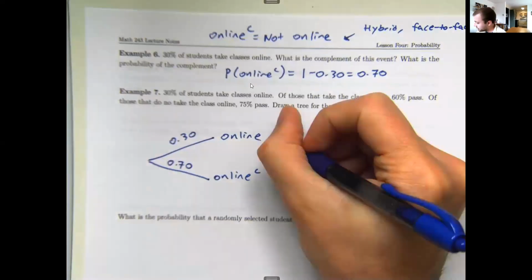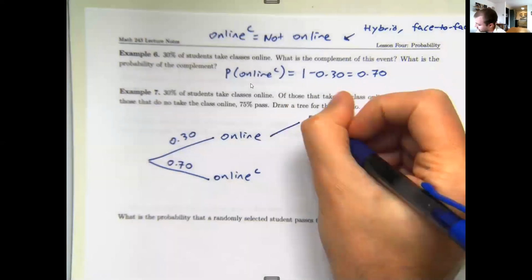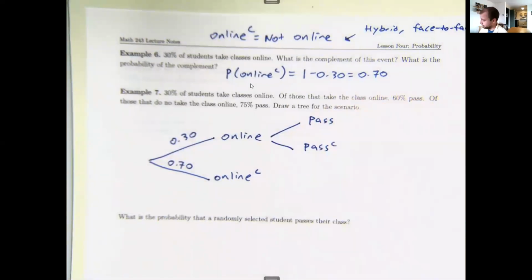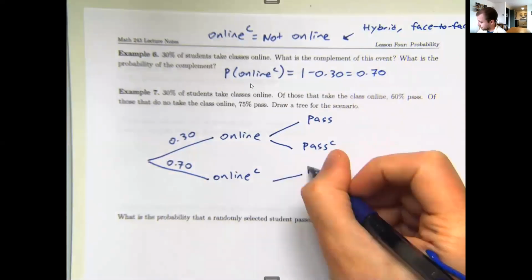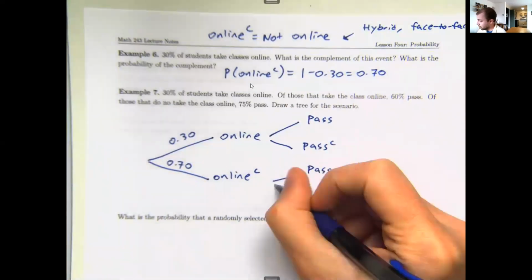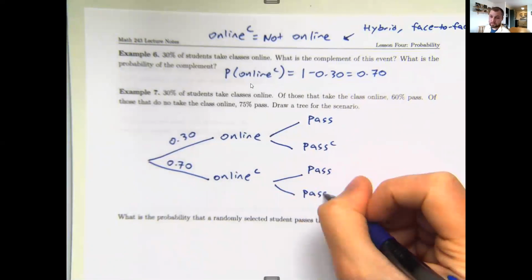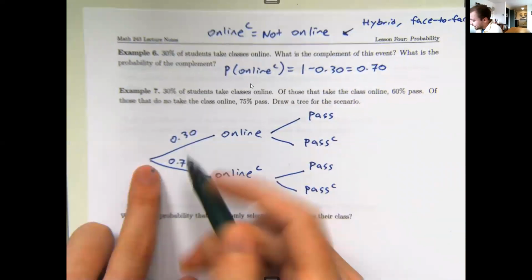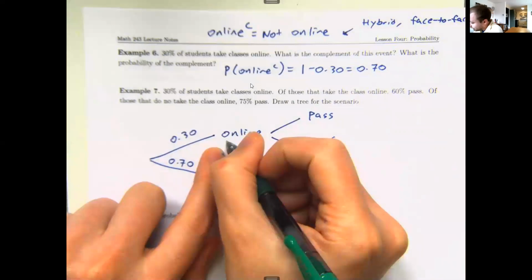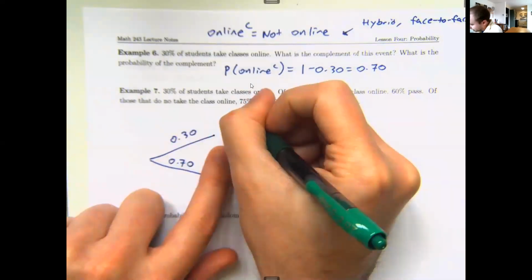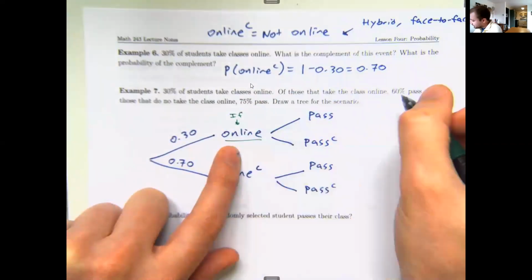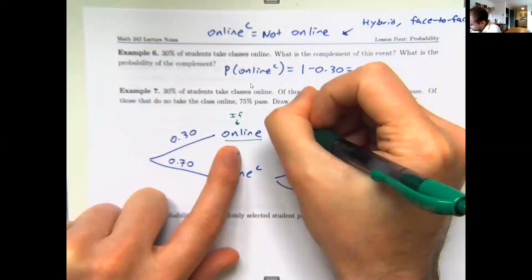After signing up for the class, at the end of the term, the student has either passed or not passed, pass complement, the course. And that's true if they take it online or not online. Let's fill in the probabilities for these next sets of branches. Whenever you're moving in a tree, you should think if blank or out of blank. If they take it online, 60% pass.